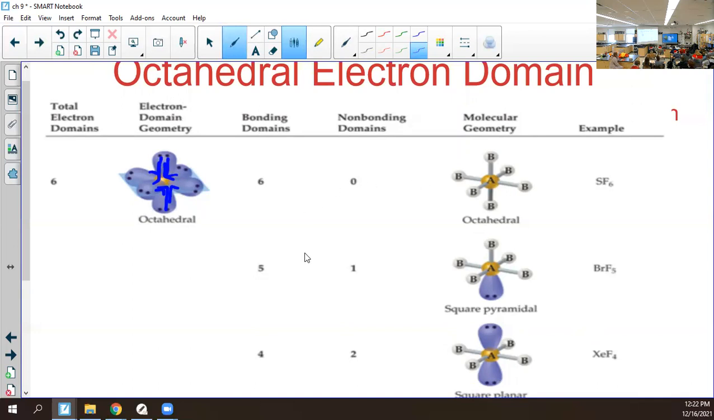Okay, so I have 5 to 1. I end up with what's called square pyramidal. And that's because it makes a square. It's hard to draw a square. And then if you connect them all, it's like a real square pyramid.